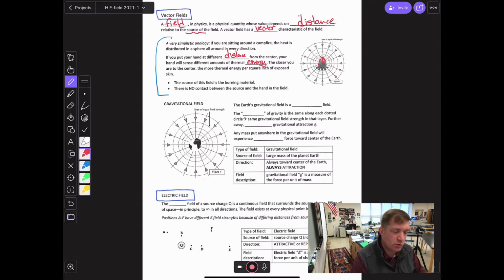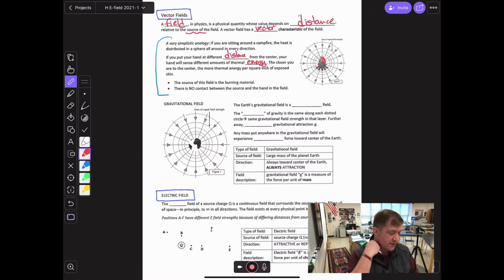So we have thermal or radiant energy that's being emitted from the source. And this is a little different. This is not truly a field. But when you have a flame and there's some combustion going on, the closer you are to the center, the more thermal energy you're going to feel per square inch of your body. So if you stand facing it with your body versus your shoulder, that's different surface area. But the closer you are, the more energy per square inch you're going to feel.